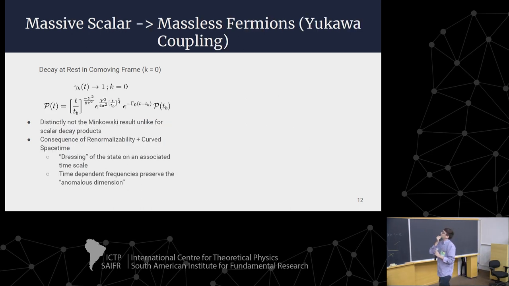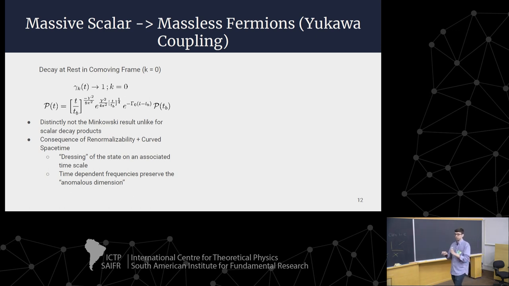What about a massive scalar to massless fermions with Yukawa coupling, so like a Higgs-type scenario, right? Well, here, we can do the same thing. Let's first calculate the decay rate at rest. And notice we don't get the exact Minkowski result. We have these extra terms, this term with anomalous dimension, for instance. These are a consequence of the fact that this theory, unlike the previous one, is renormalizable. And one has to do the renormalization in the Wigner-Weisskopf method.